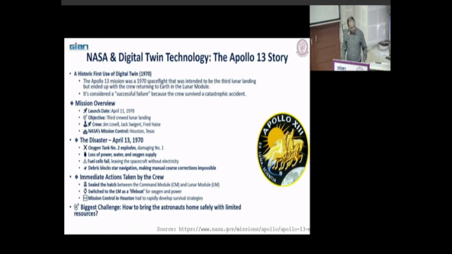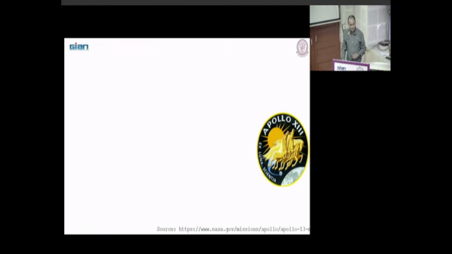Okay, and they were still trying to communicate with the mission control team in Texas. So what the mission control team did was extraordinary. During 1970, the role of simulators and digital twin technology.